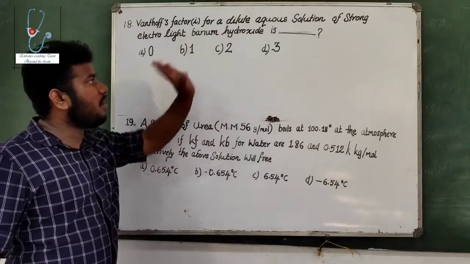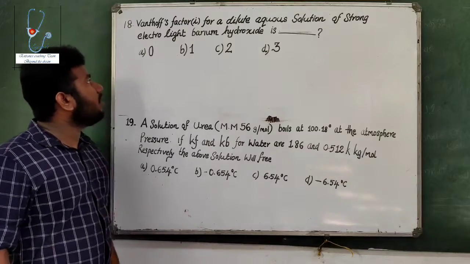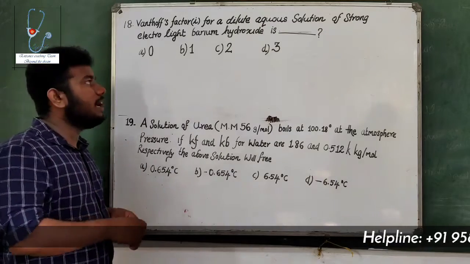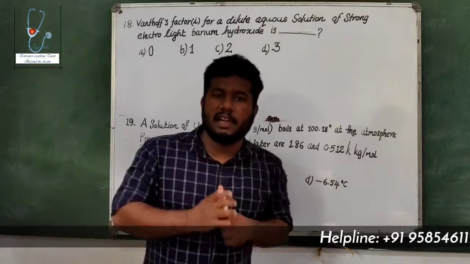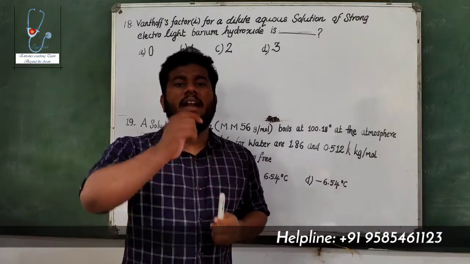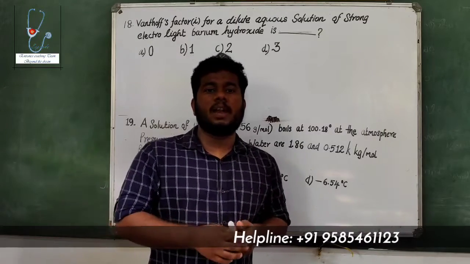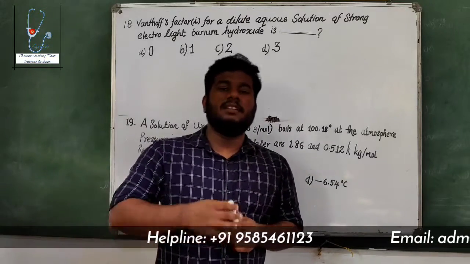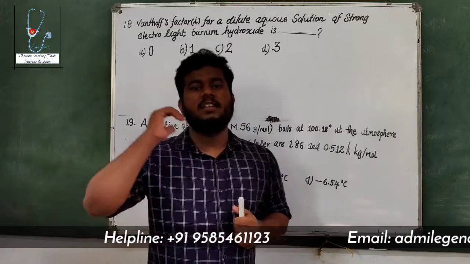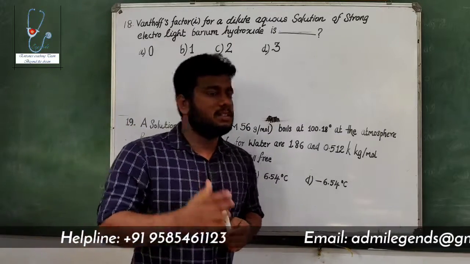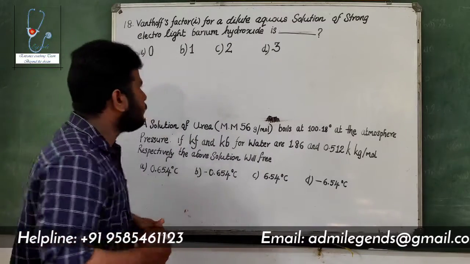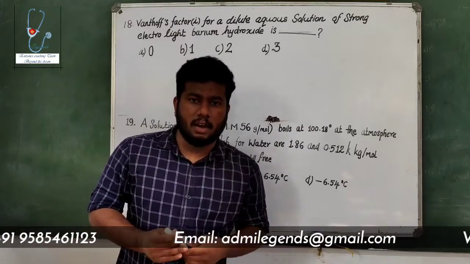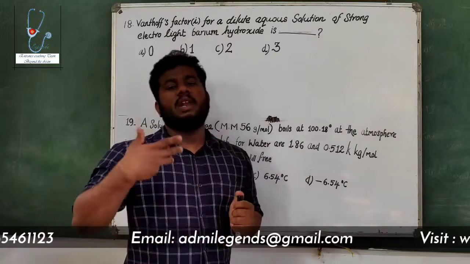Then 18th question: the Van't Hoff factor i for a dilute aqueous solution of a strong electrolyte barium hydroxide is... This question is related to the Van't Hoff factor. Van't Hoff factor is related to abnormal molecular mass. What is abnormal molecular mass? Abnormal molecular mass arises due to association or dissociation. What are association and dissociation? Dissociation means an electrolyte dissociates into its ions in aqueous solution. For example, barium hydroxide in aqueous solution dissociates into barium ions and hydroxide ions. With dissociation and association, molecular mass may change.